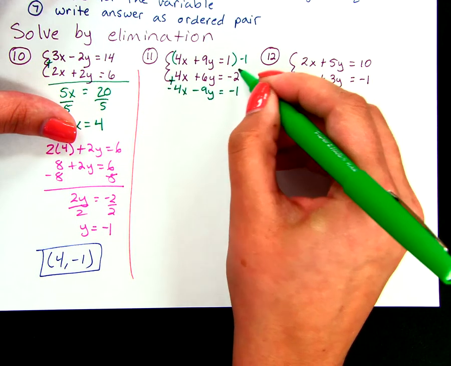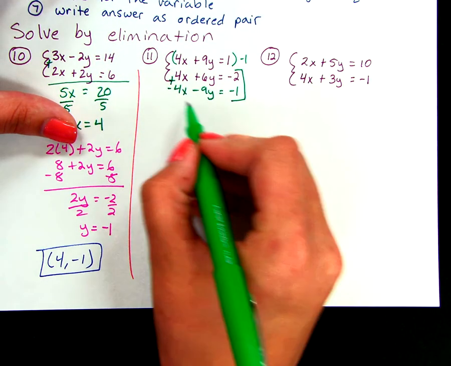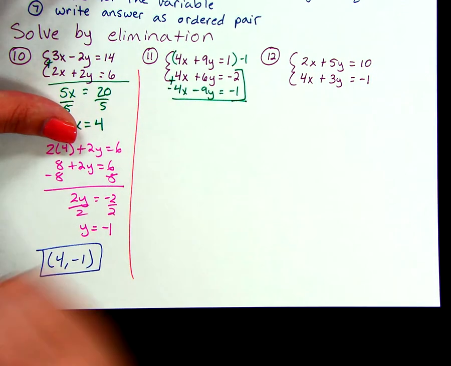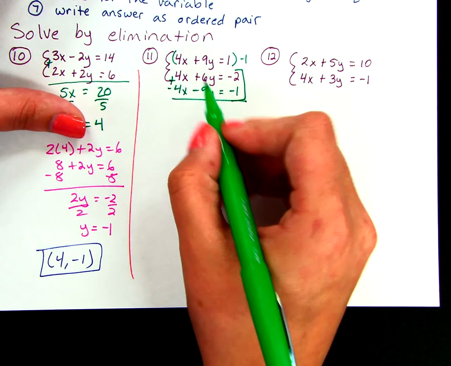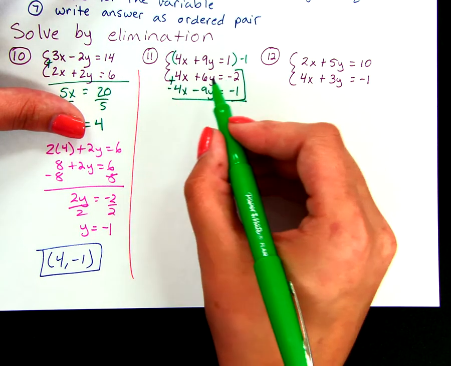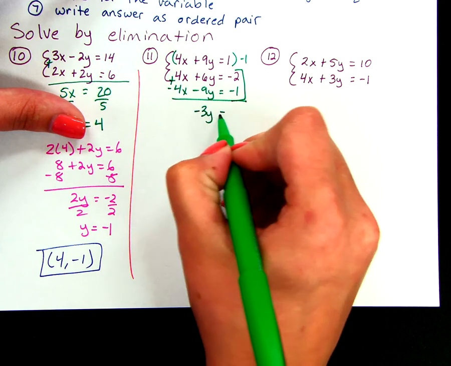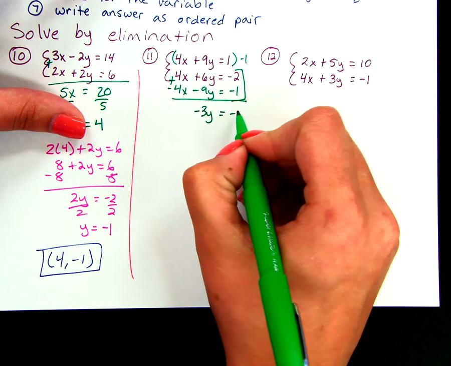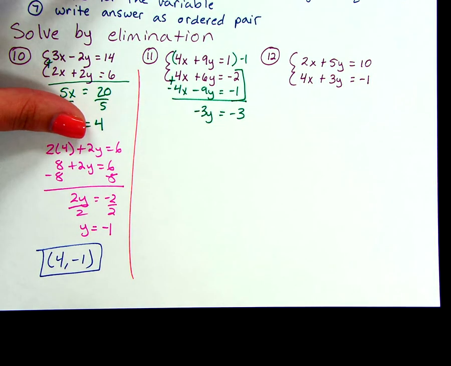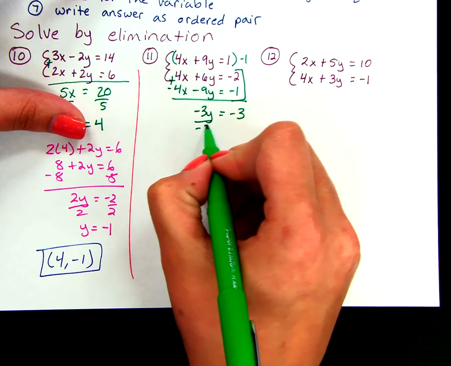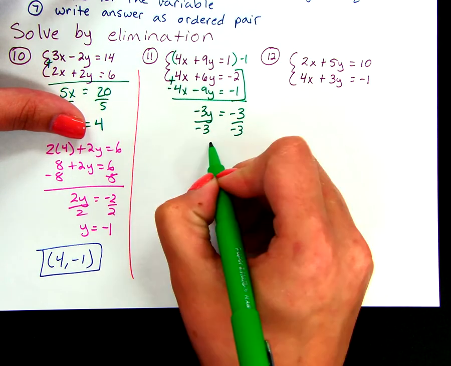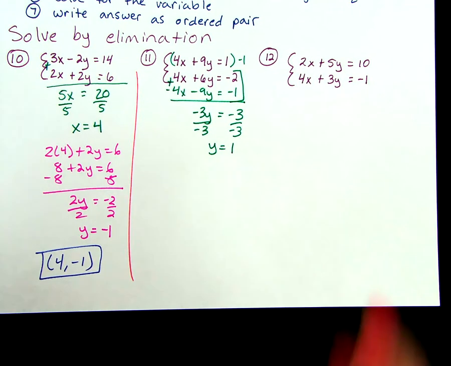Then I'm going to add these two equations together. The x's add to be 0, which is what we want to happen, so they are eliminated. +6 plus -9 is -3y. -2 plus -1 is -3. Now we're just solving for our remaining variable. We would divide, and y has to be +1.